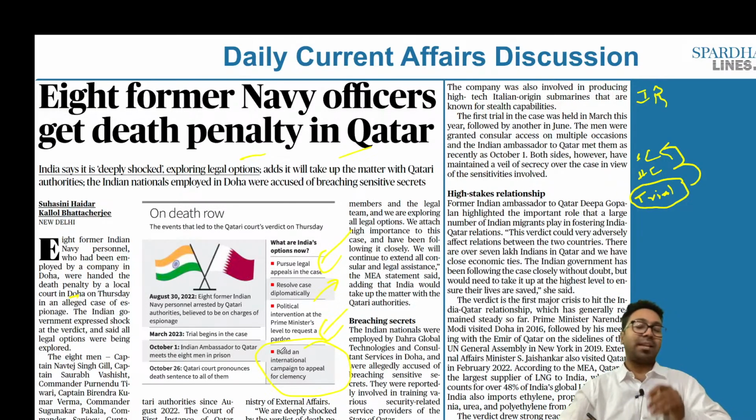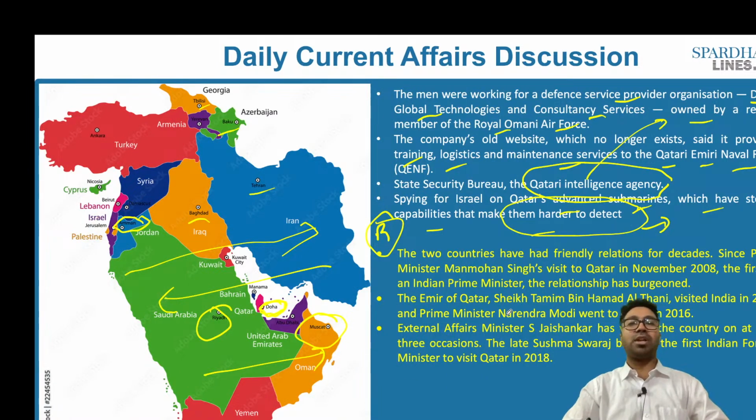It is in this particular backdrop that we also have to understand the relationship between India and Qatar. When we speak about the India and Qatar relationship, the two countries have had a friendly relationship for decades. Since Prime Minister Manmohan Singh's visit to Qatar in November 2008, the first by an Indian Prime Minister, the relationship has burgeoned. The Emir of Qatar, Sheikh Tamim bin Ahmad Al Thani, visited India in 2015, and Prime Minister Narendra Modi went to Qatar in 2016.